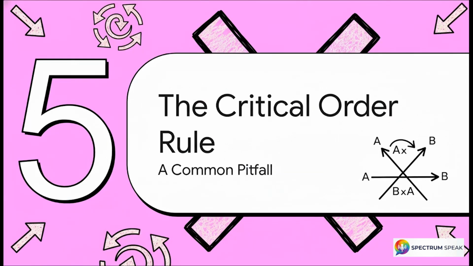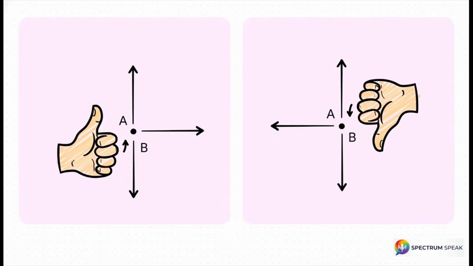Okay, pay close attention to this next part. This is probably the number one place where people trip up with vector multiplication. It is a critical rule you just have to remember. The bottom line is this. With the cross product, order matters. It matters a lot. A cross B is absolutely not the same thing as B cross A.